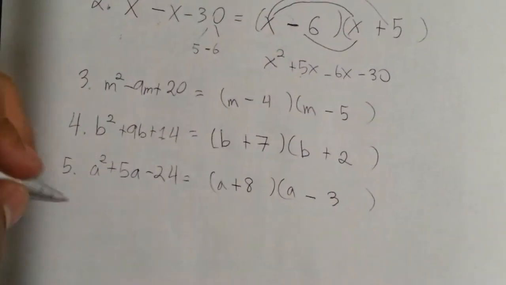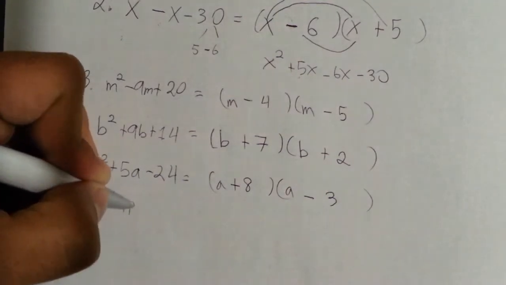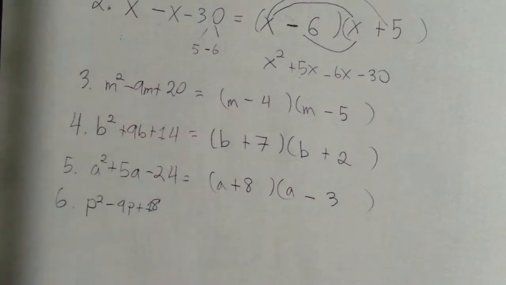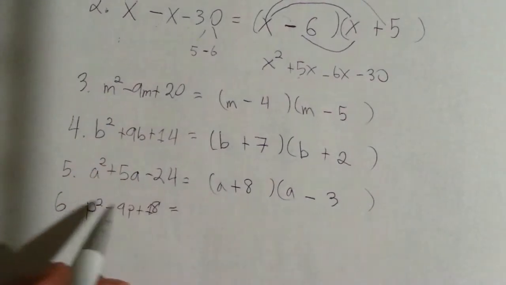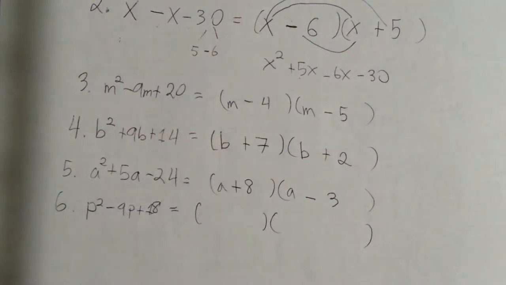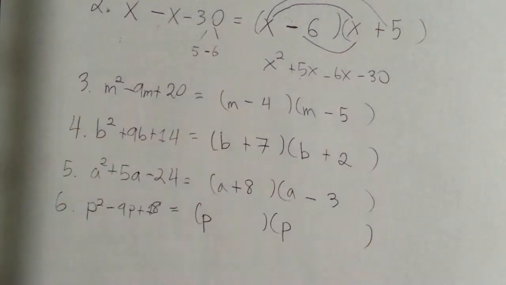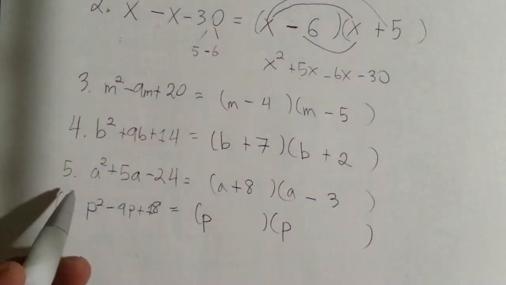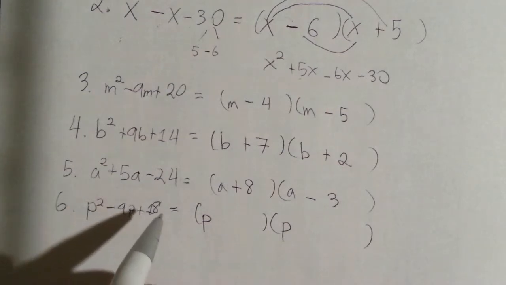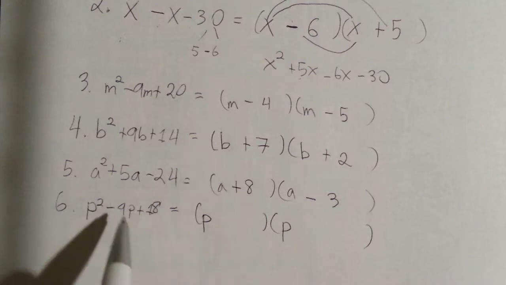Moving on to number 6, we've got the p squared minus 9p plus 18. Open up our parentheses. Again, let's think. Since this is a leading coefficient of 1, p times p gives us p squared. Now, it was p squared minus 9p plus 18. Plus 18 means that we're going to have two positive numbers or two negative numbers. In this case, since we have a negative middle term, we're going to want two negative numbers.